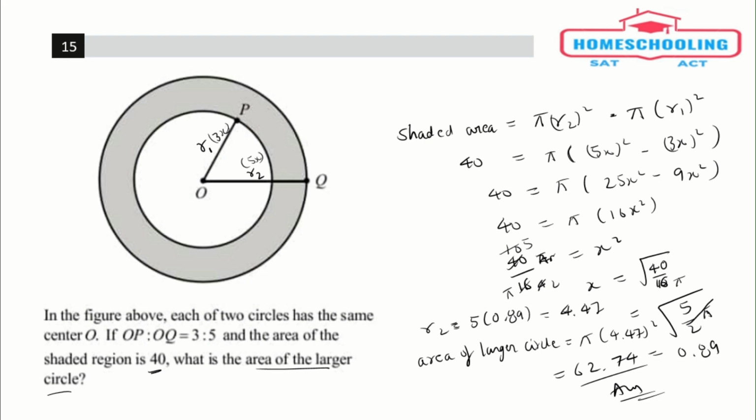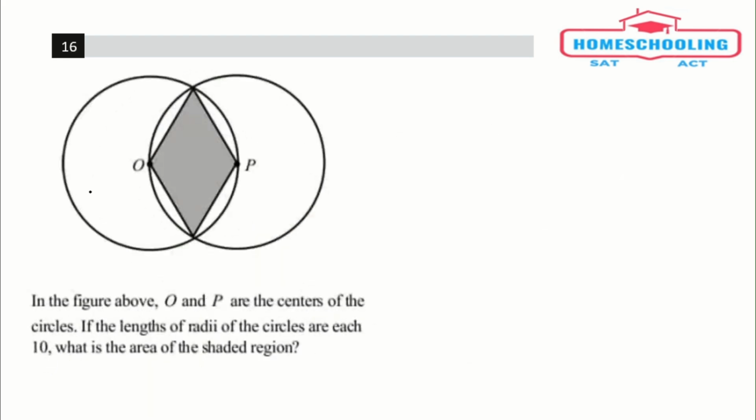Now moving to the next question. Here in the figure above, O and P are the centers. As we can see, this is one circle and this one is another circle. The center of this circle is O and the center of this circle is P. The radii of the circles are each 10 meters, so if we take this as the center, this would be the radius, so this is going to be 10.